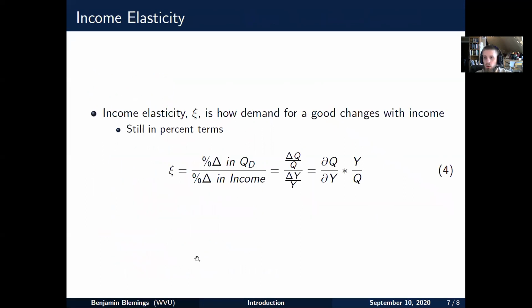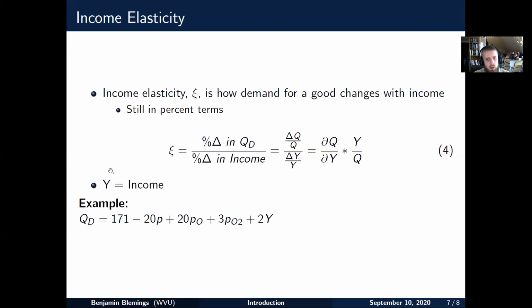And there's a few other elasticities that you should know about. One of those is income elasticity, which is how the demand for a good changes with income. Since it's an elasticity, it's still in percent terms, and it's defined by this formula here, where the only difference is instead of this being price, now this is income. And Y stands for income.